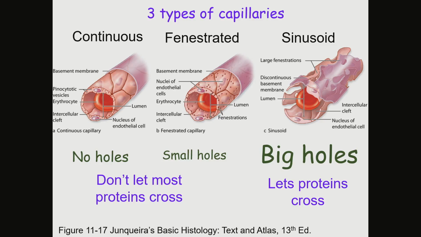What do we have more of, sinusoids or continuous and fenestrated capillaries? Continuous and fenestrated capillaries. One place where we have sinusoids, for example, is in our bone marrow. If you think about that, we need to get those cells in the bone marrow into our blood.